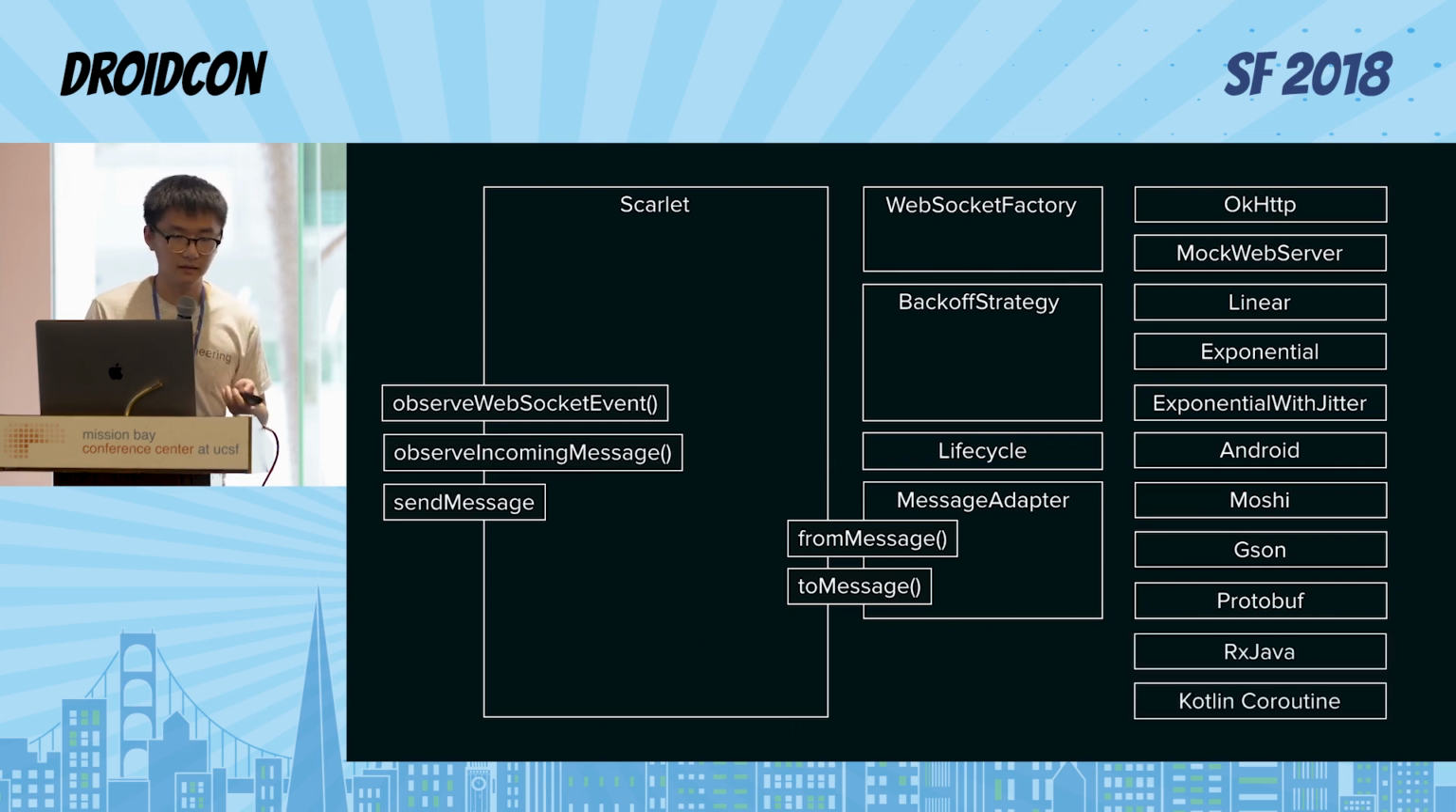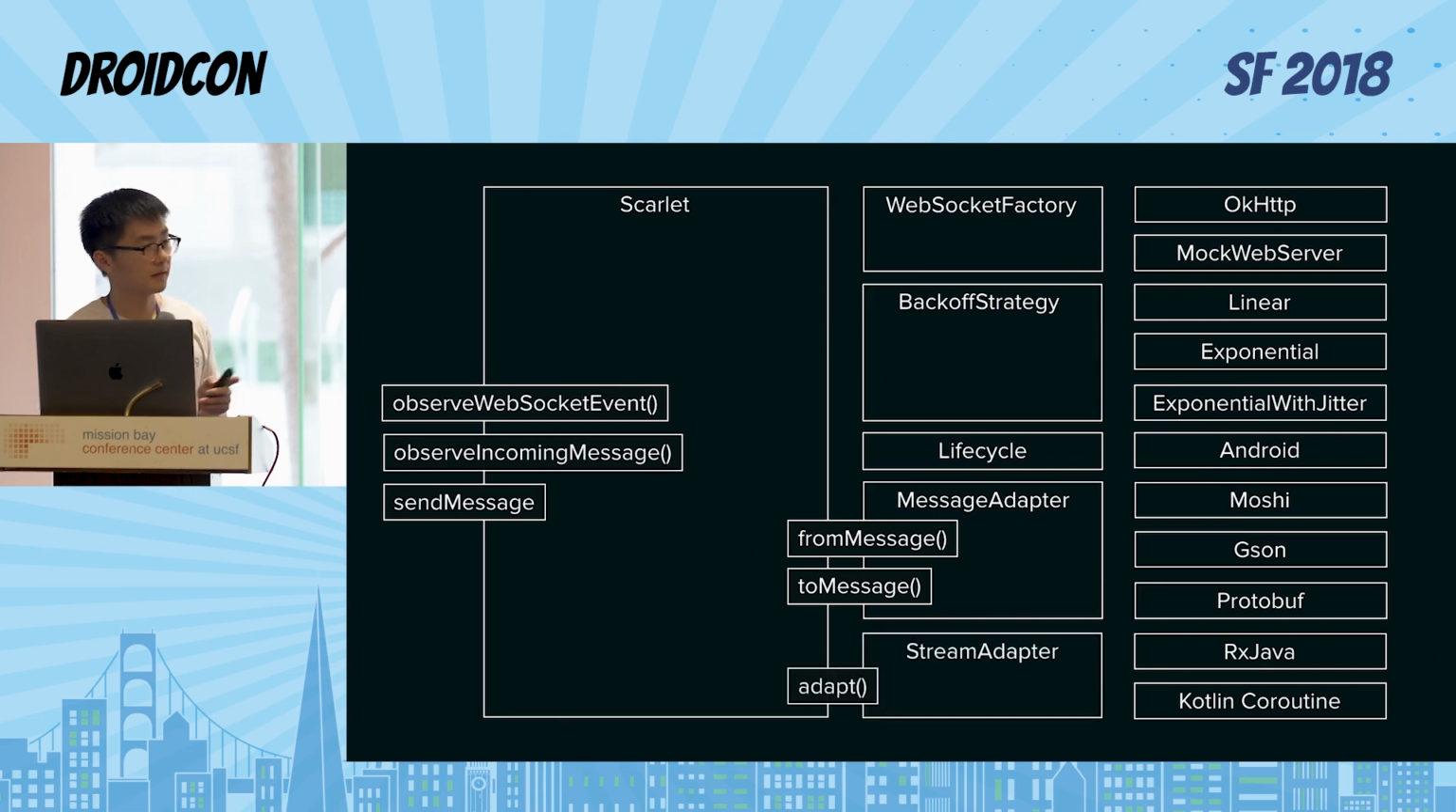As we saw in the previous example, Scarlet supports Flowable from RxJava. It also supports coroutines, and this is done through stream adapters, which enable Scarlet to support any asynchronous abstractions that you prefer. And Scarlet is able to support these behaviors without any code dependencies on those libraries because it uses them as plugins.